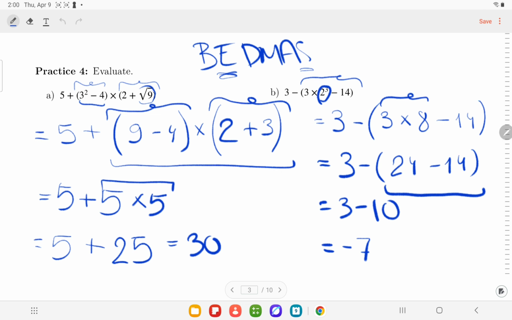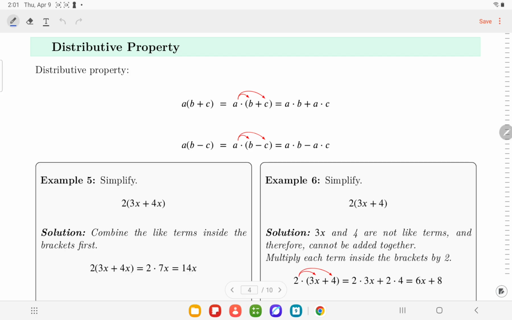Since these ones are a little trickier, if you didn't get them, I suggest you go slowly, step by step, and try your best to follow BEDMAS and understand what's happening. Now we're going to look at what happens when we're multiplying something with a bracket. So here, for example, we're multiplying A with this bracket. And in order to do this, you need to multiply A by both B and C. So we would end up with A times B plus A times C.